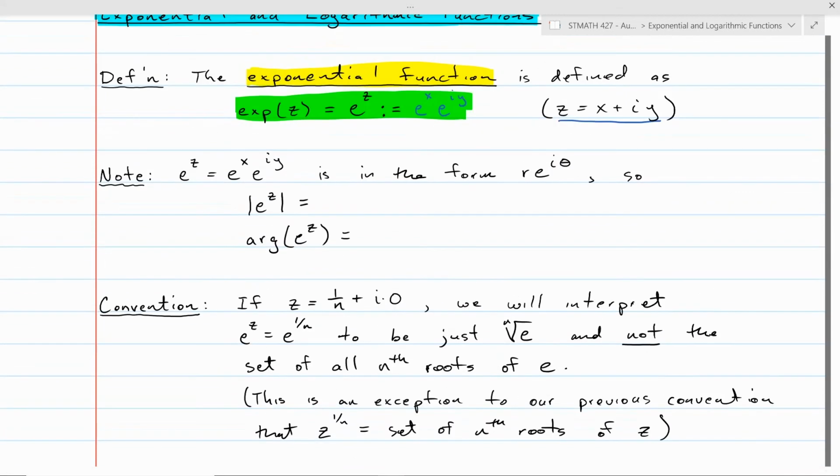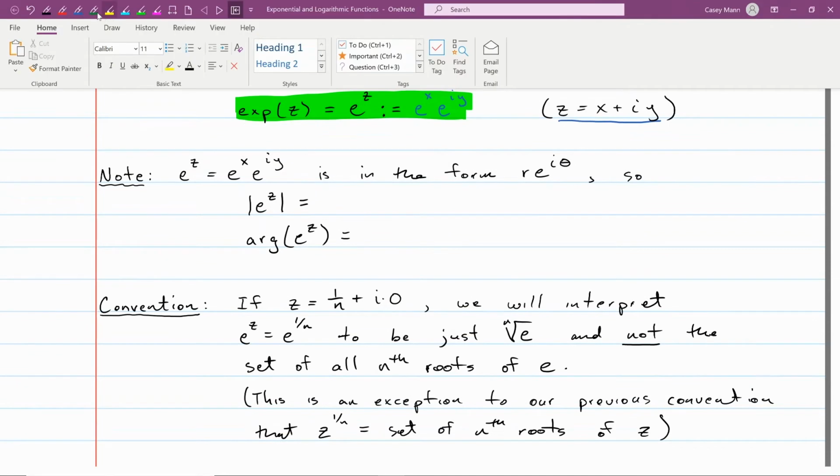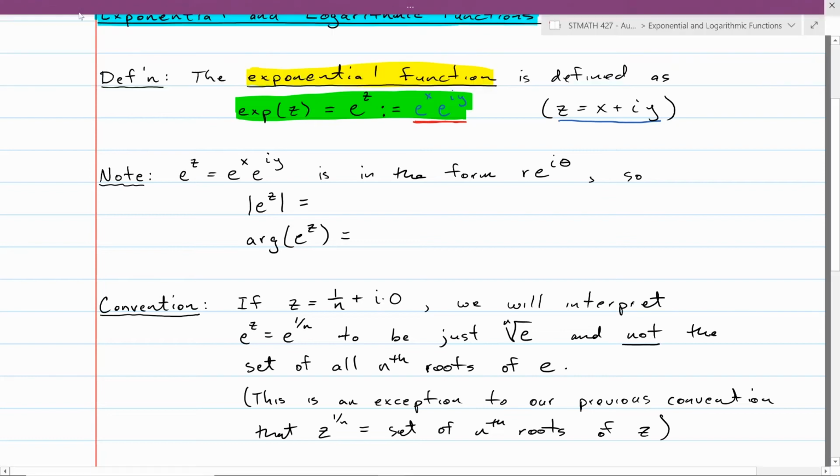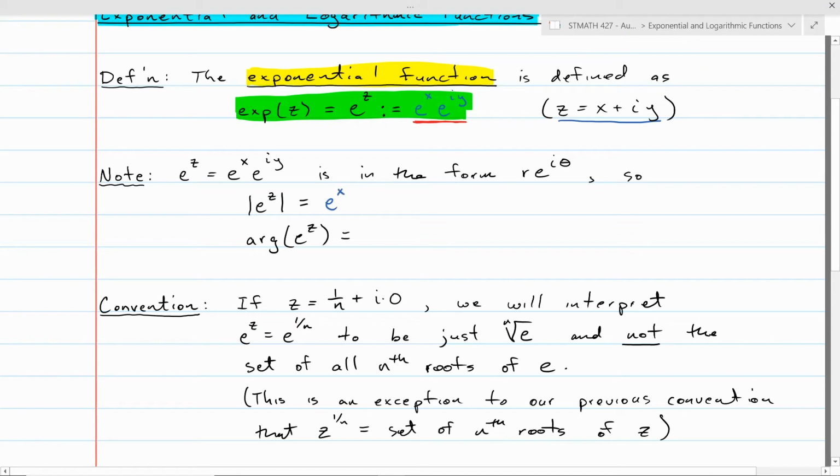And one thing to notice about the form of the exponential function, right here underlined in red, it's already of the form r times e to the i theta. So it's already in so-called exponential form. We can see what the radius of the exponential is, and we can see what the angle is. So the modulus, or the radius, of e to the z is just e to the x. And the argument of e to the z, the angle of it, is y, plus multiples of 2 pi.